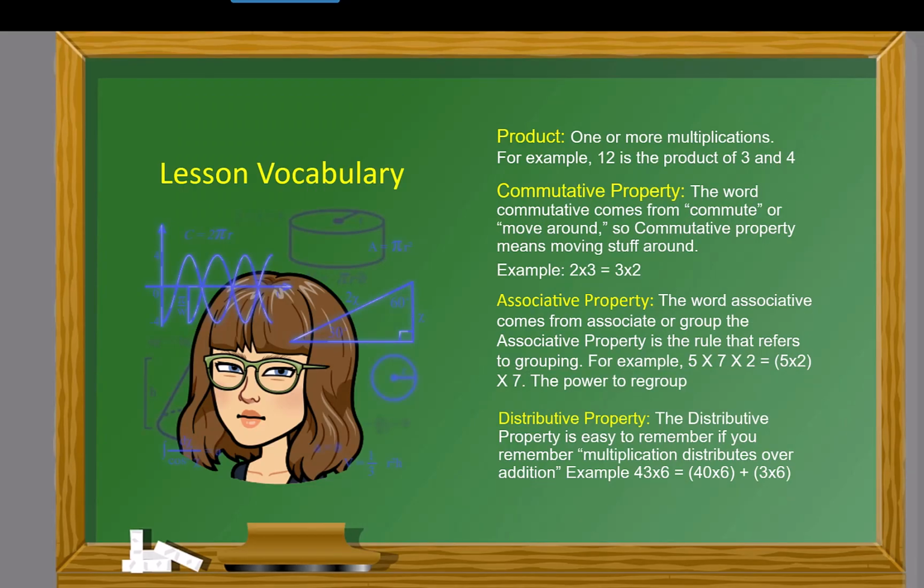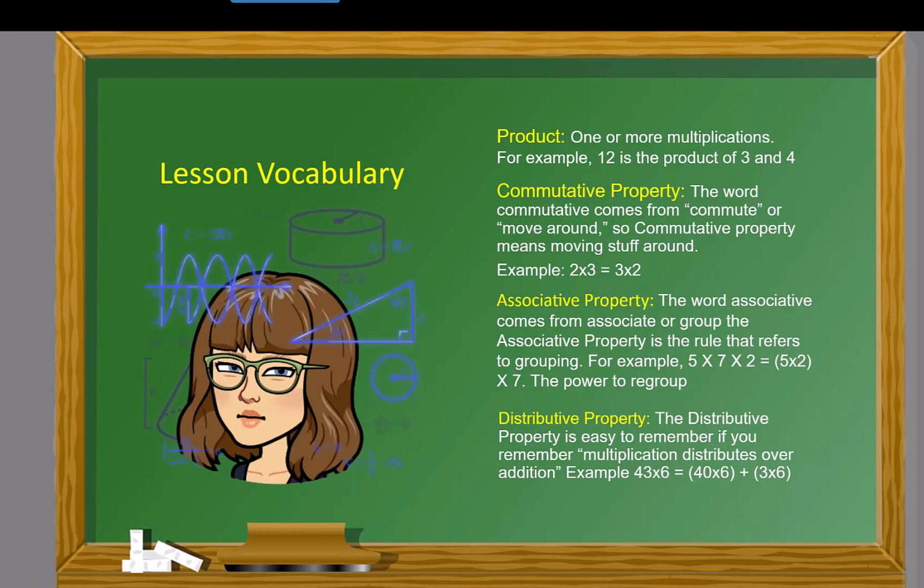Now let's review lesson vocabulary. These are the words I want your student to know and understand in order to be successful with this unit and lesson. First, product, one or more multiplications. For example, 12 is the product of 3 and 4.